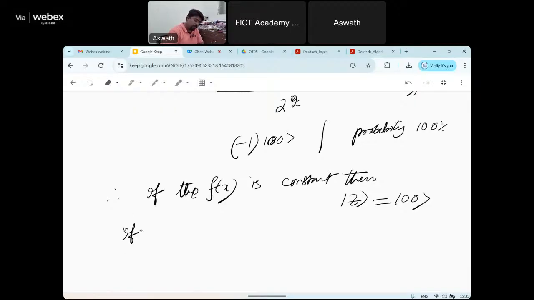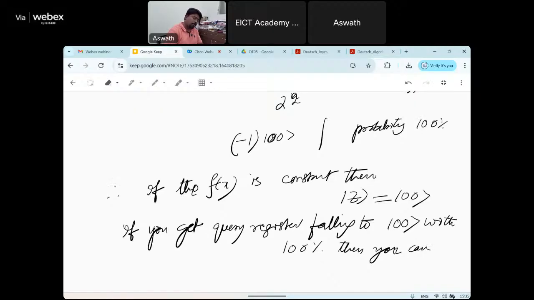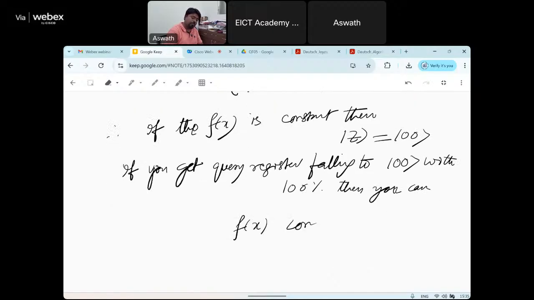If you get the output state of the query register falling to 0 0 with 100% probability, then you can say the function is constant.